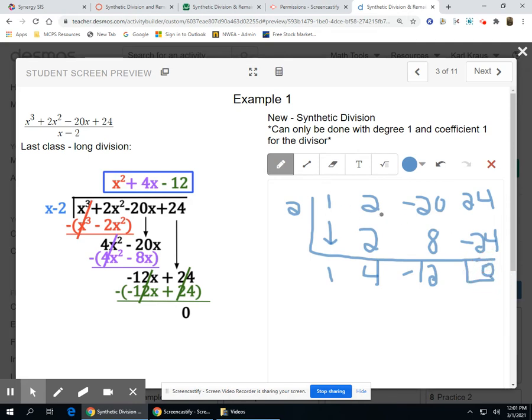So the degree of the original polynomial is 3. This answer is going to be 1 less than the degree here. So this is cubic, this is squared. So you got 1x squared plus 4x minus 12.